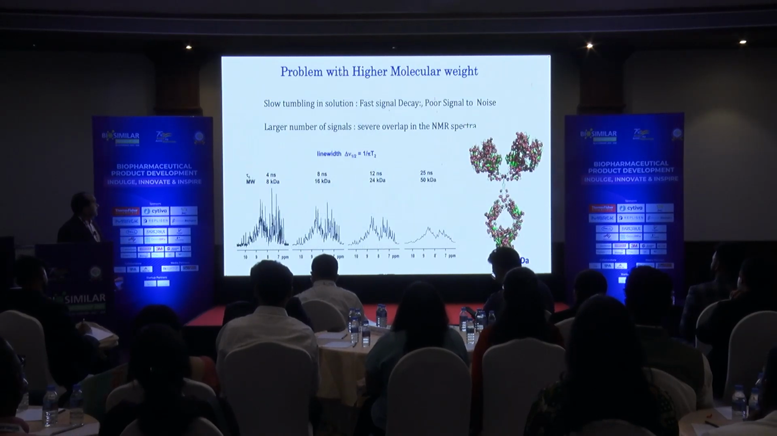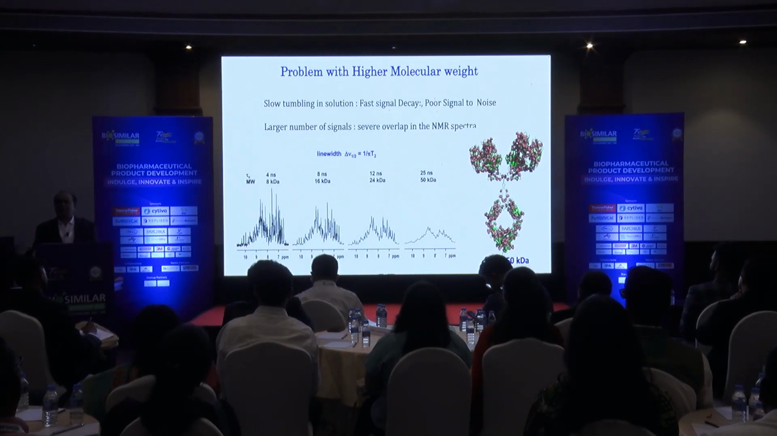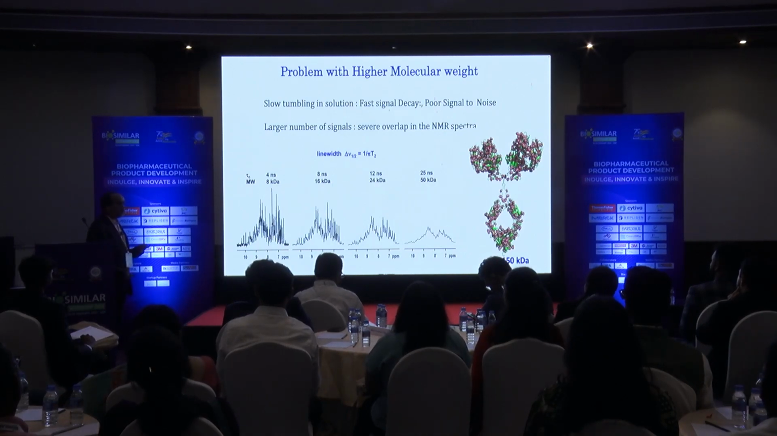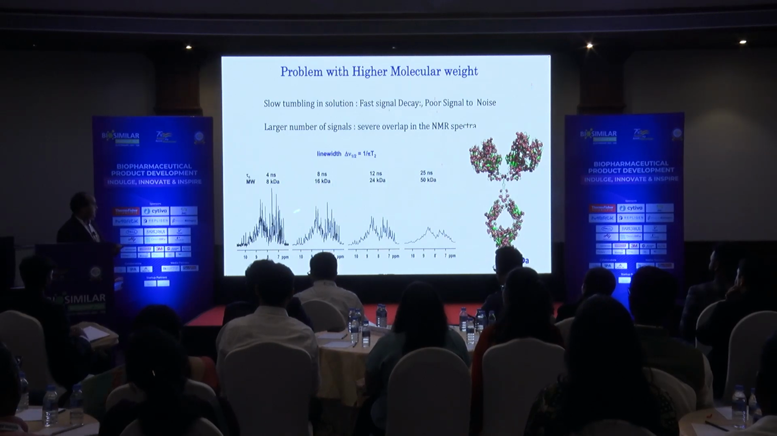Right, so that's all about small peptides. Can we really move into really large proteins like monoclonal antibodies? The problem with NMR is that at a small molecular weight like 8 kilodalton, the tumbling time is about 4 nanoseconds. So you get a really sharp peak, though overlapping, but a really sharp peak.